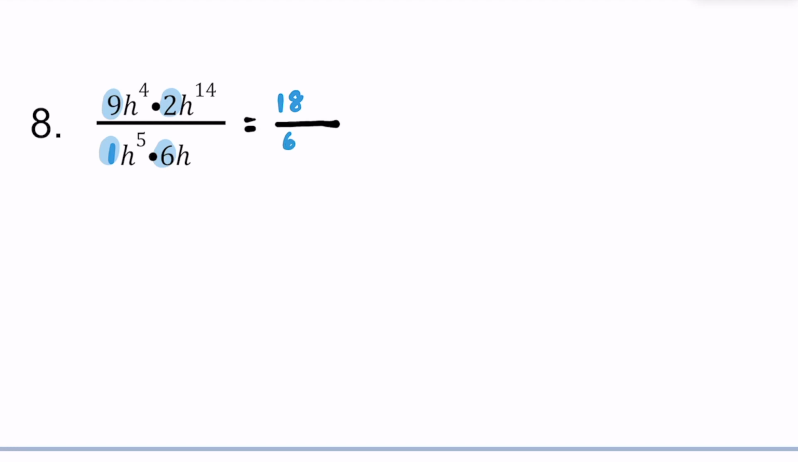And moving on to the variables, h to the 4th times h to the 14th, using the product property, 4 plus 14 is 18, so h to the 18th power. And on bottom, looks like we have this little 1 as an exponent, so keep that in mind. This is h to the 5th times h to the 1st. Using the product property, 5 plus 1 is going to be 6, so this is going to be h to the 6th power.